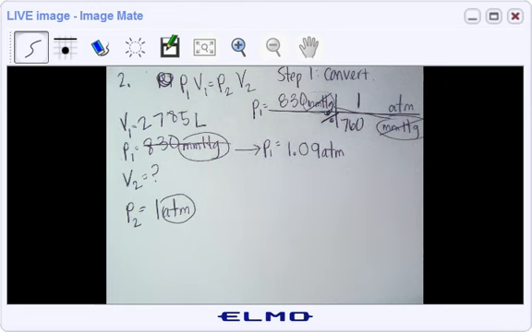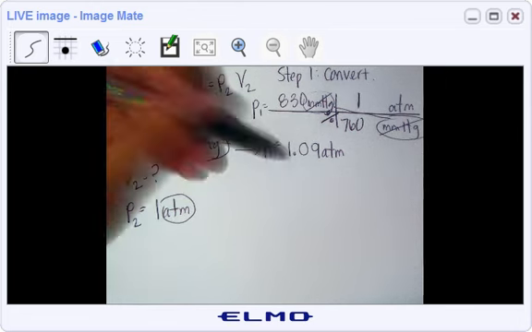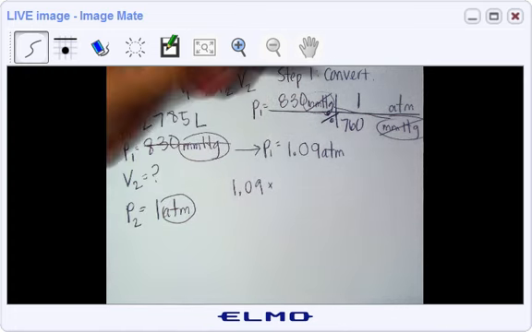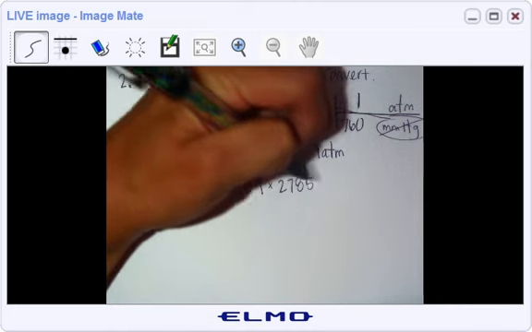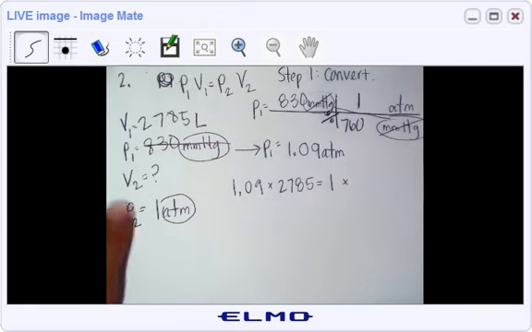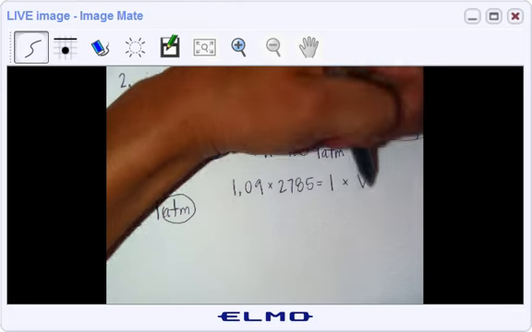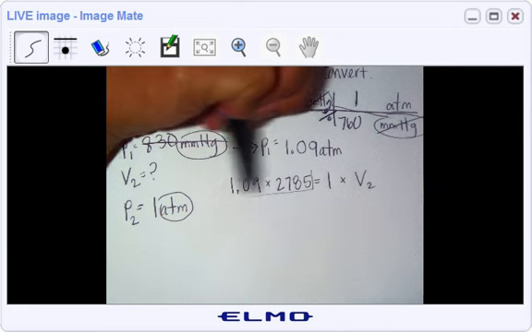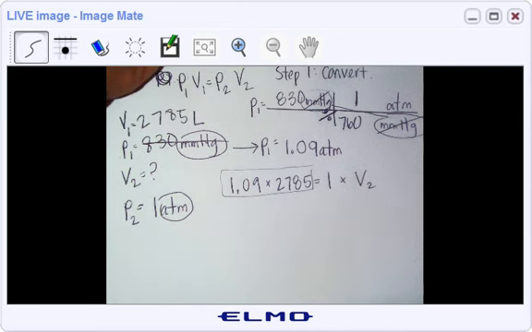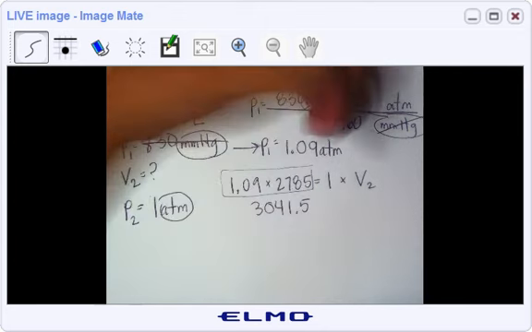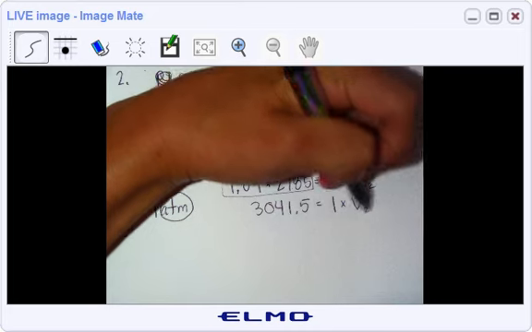And then I'm just going to plug everything into this equation at the very top. P1 is 1.09 times my V1, 2785, equals my P2, 1, times my V2. The first thing I'm going to do is the left side of the problem because I can type that in my calculator. Multiplying those two gave me 3041.5 equals 1 times V2.